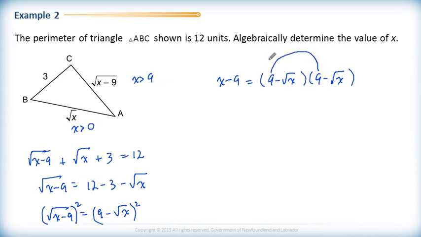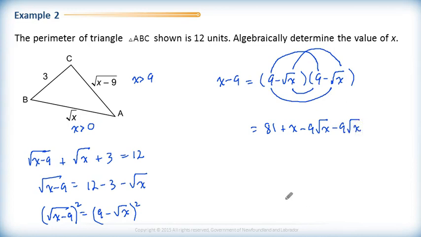9 times 9 is 81. Negative root of x times negative root of x. That's positive x. Then we have negative 9 root of x here for this multiplication, and then another negative 9 root of x for that multiplication. So we've got x minus 9 equals all that. I'll rearrange things to get like terms together. This x can come over with this x.